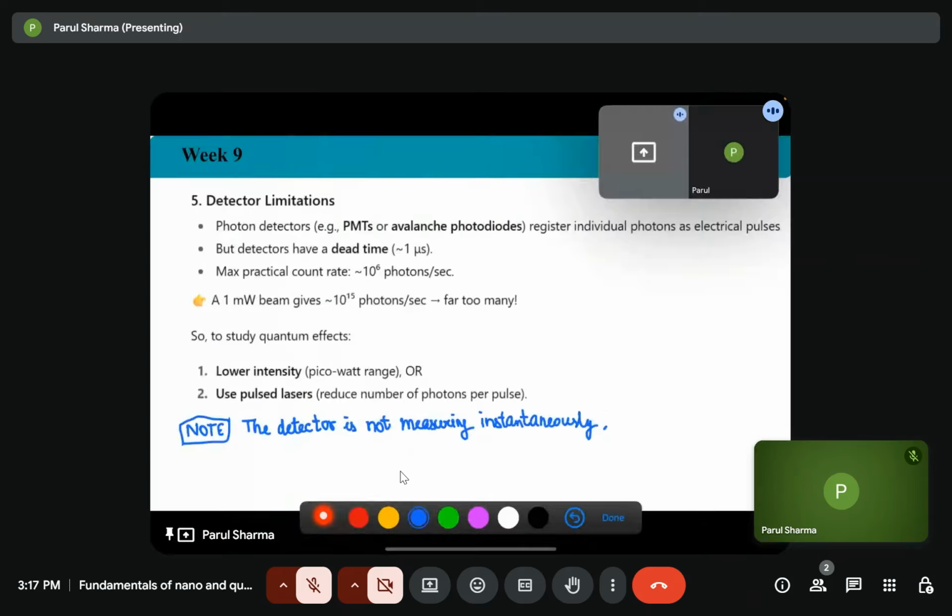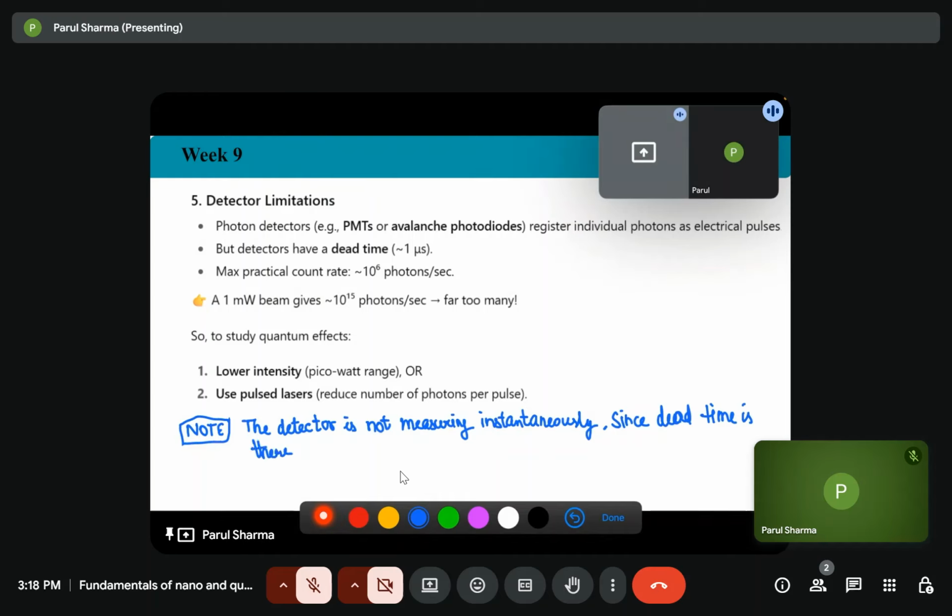The dead time is defined as the time period where, if any photon is coming to the detector, it will not get detected. So this is the dead time. So if a large number of photons arrive, since dead time is there, they are not all registered.